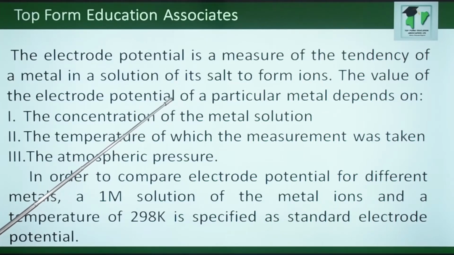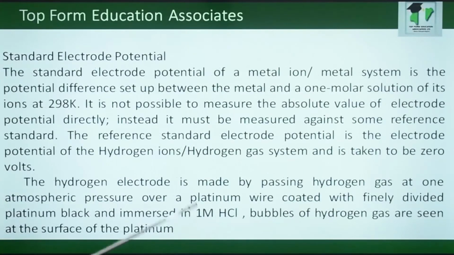The value of the electropotential of a particular metal depends on 1. the concentration of the metal solution, 2. the temperature at which the measurement was taken, and 3. the atmospheric pressure. In order to compare electropotentials for different metals, a 1 molar solution of the metal ions and a temperature of 298 Kelvin is specified as standard electrode potential. The standard electropotential of a metal ion and metal system is the potential difference set up between the metal and a 1 molar solution of its ions at 298 Kelvin.